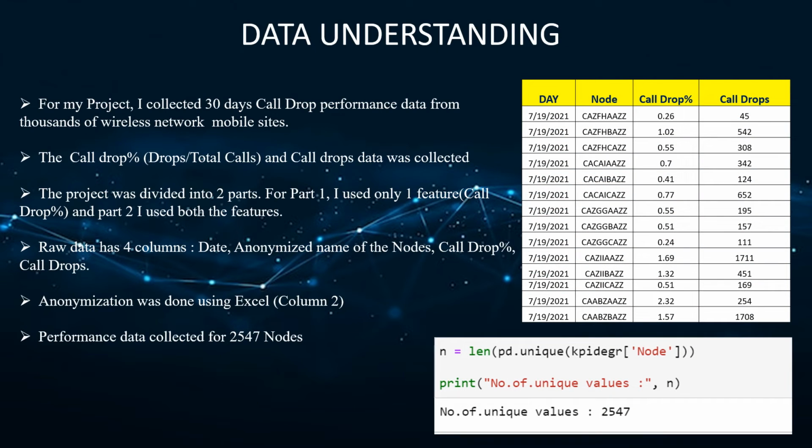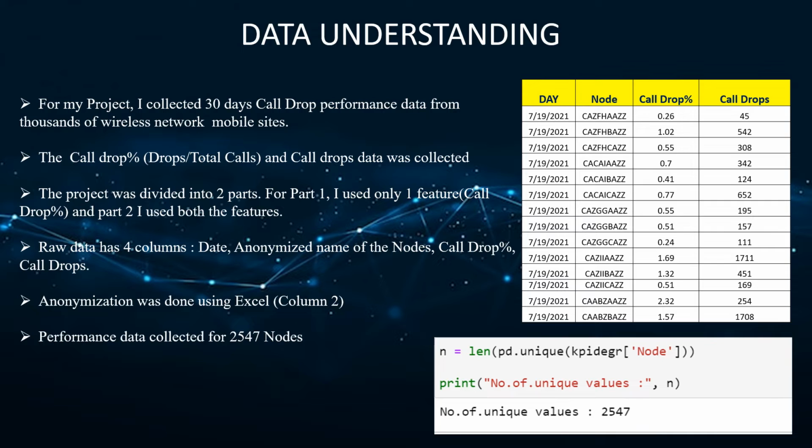Let's understand the data that we'll be working on. For this project, I collected 30 days of performance data, essentially call drop KPIs, which include the call drop percentage and the raw number of call drops. I will be dividing my project into 2 parts. For part 1, I'll be using only one feature, which is call drop percent, and for part 2, I'll be using both features.